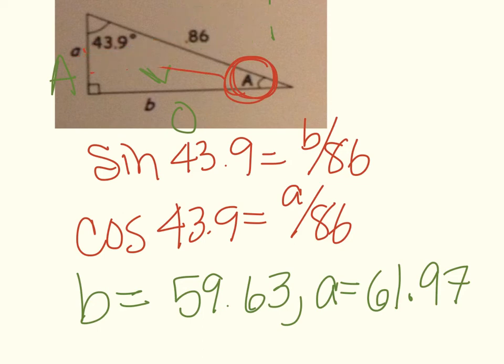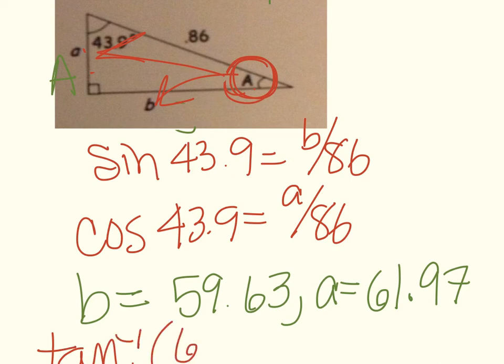Okay? Then to find the angle measure, A, let me erase some of this. For A, I'm going to use the opposite over the adjacent. I'm finding an angle measure, so that's going to be the inverse of tangent, or the arctan, of the opposite, which was A, 61.97, over the adjacent, which is B, 59.63, and I find out that A is about 46.1 degrees.